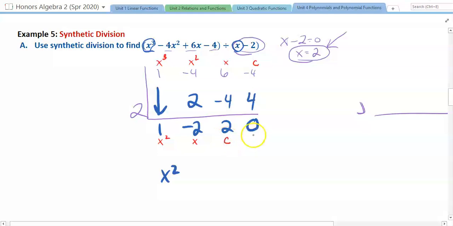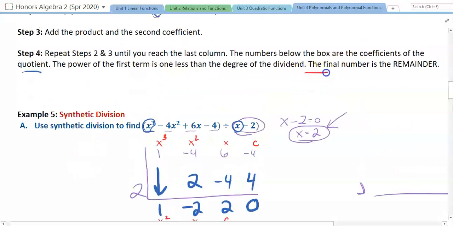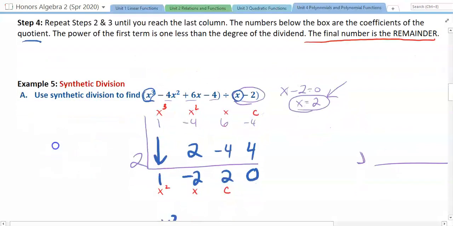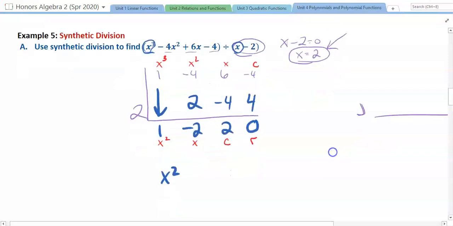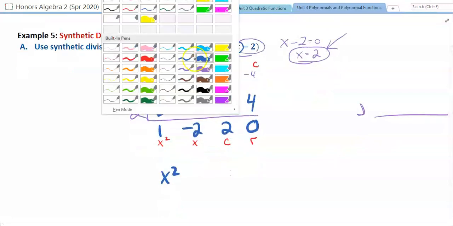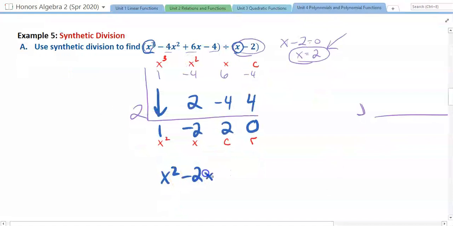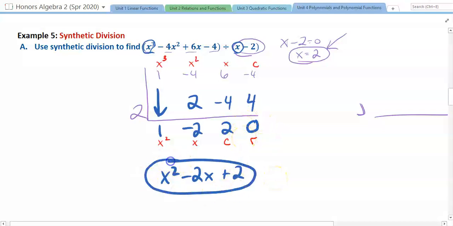And then what's at the very end, and this is what it tells us in the directions, the final number is the what? The remainder. And so this is my r. And so in this problem, I'm going to get x squared minus 2x plus 2. Now, had there been something other than 0 here, we would have a remainder. And I'll show you how to do that in the next problem, because the next one will have a remainder. But this one, this is the final answer.